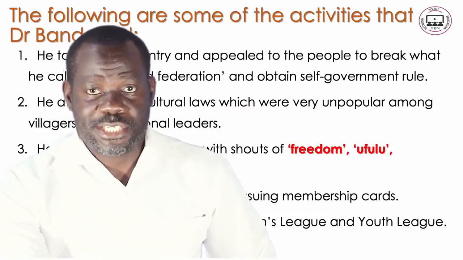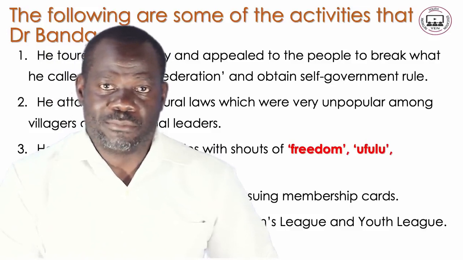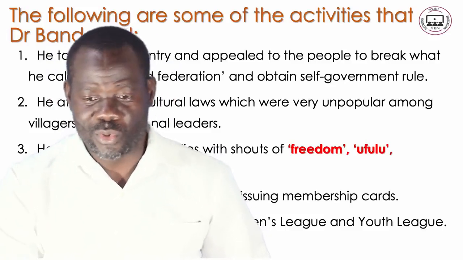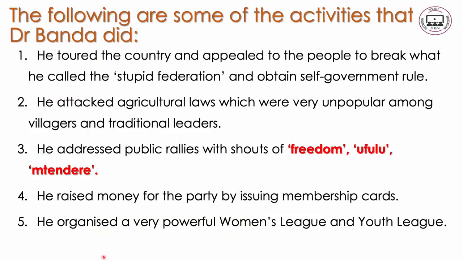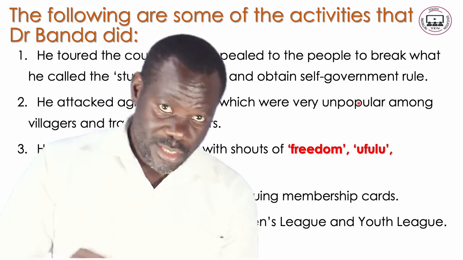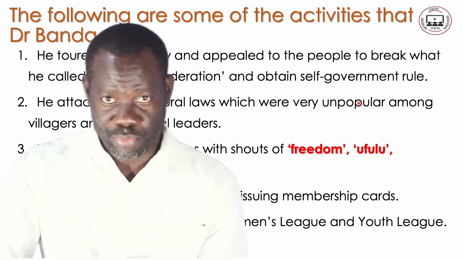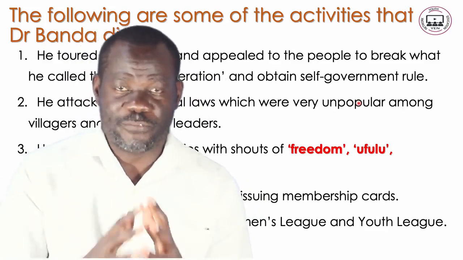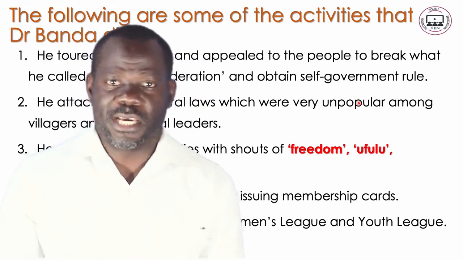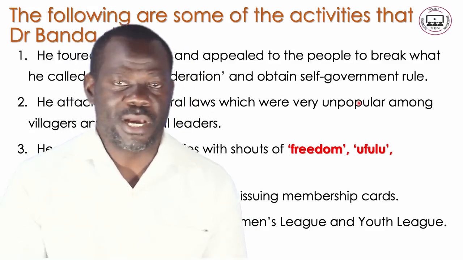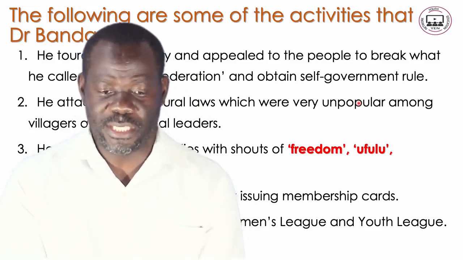Now, what did Dr. Banda do when he came to lead the Nyasaland African Congress? Number one, he toured the country and appealed to people to break what he called the stupid federation and obtain self-government rule. So he went across Malawi, telling them to break out of the stupid federation, to say Nyasaland cannot be together with Zambia and Zimbabwe. No. So we need to be independent.